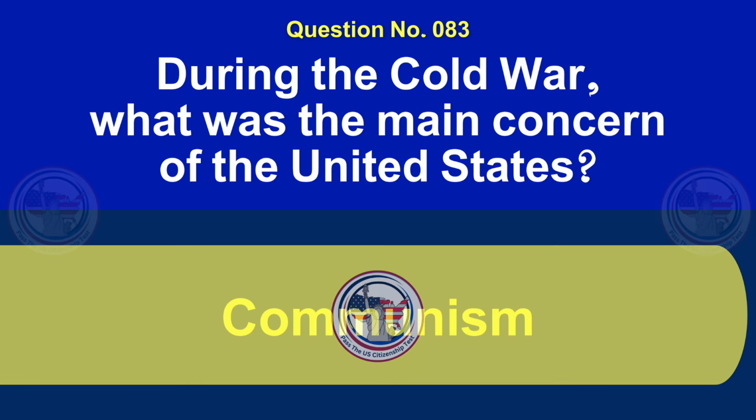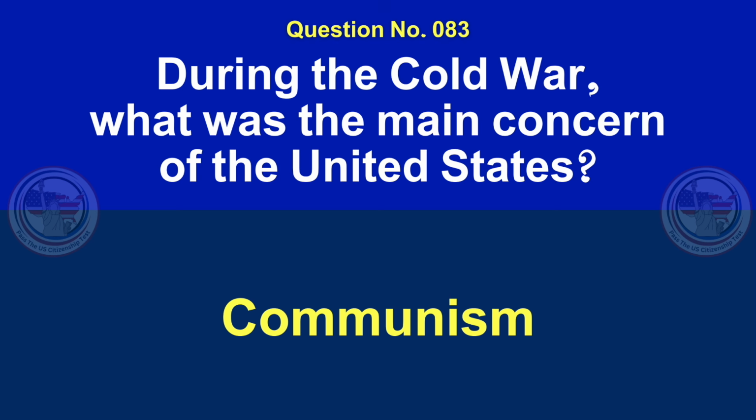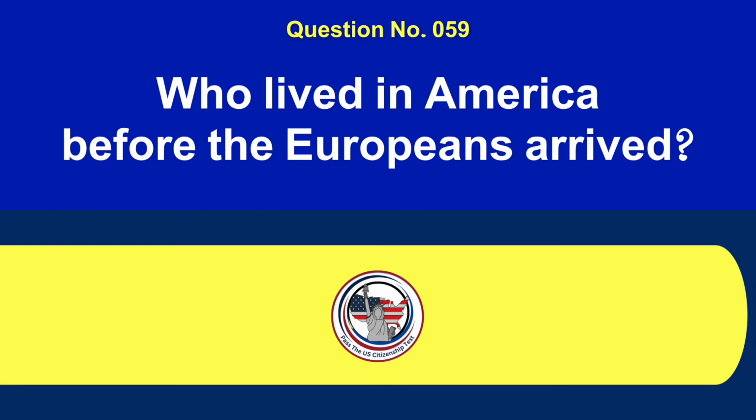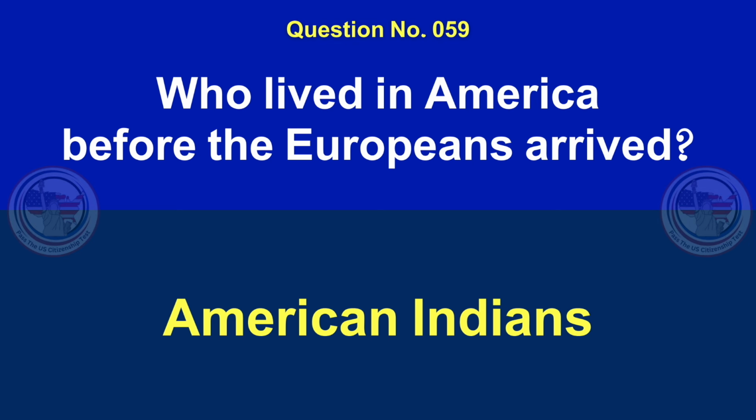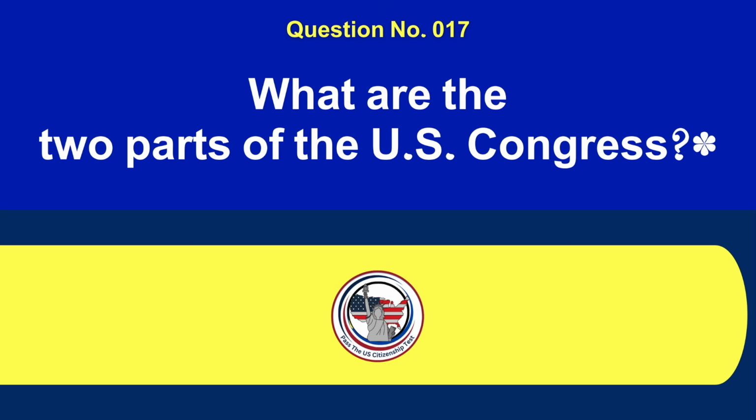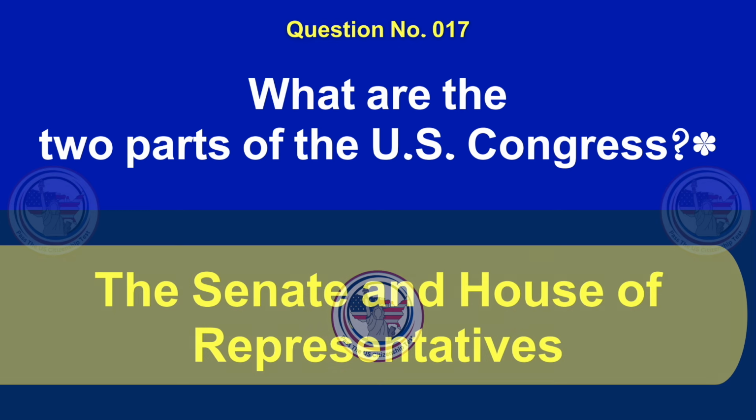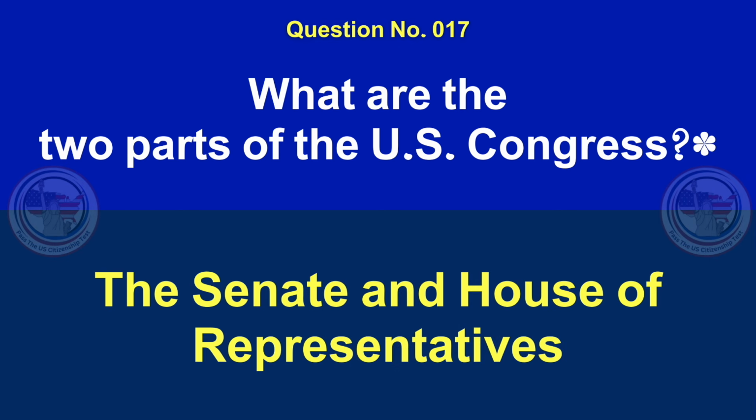During the Cold War, what was the main concern of the United States? Communism. Who lived in America before the Europeans arrived? American Indians. What are the two parts of the U.S. Congress? The Senate and House of Representatives.